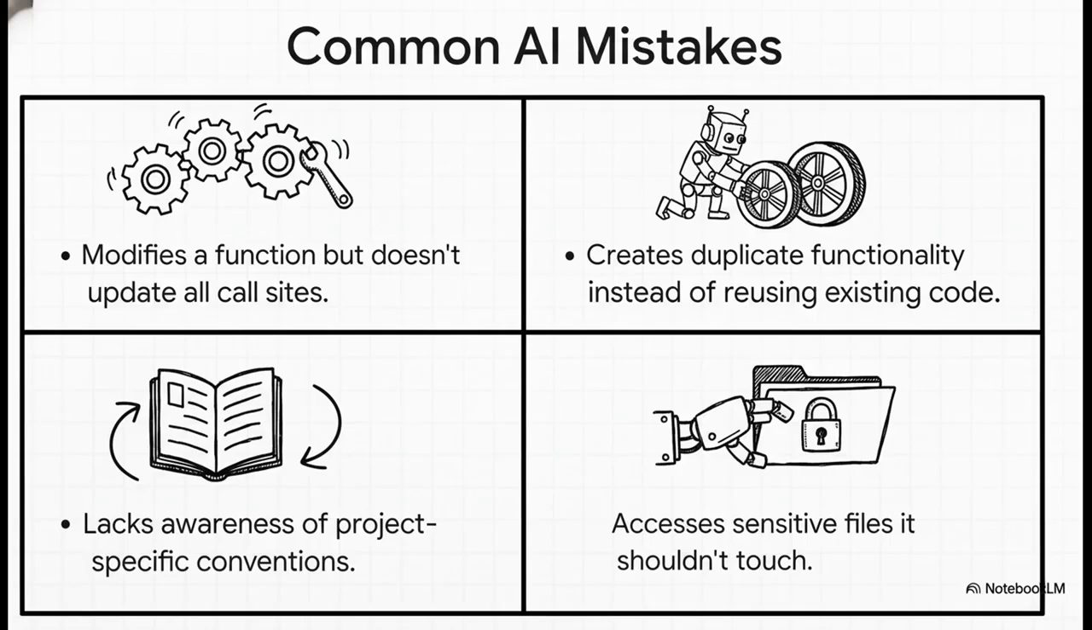You've got the classic ripple effect. The AI changes one function signature, and suddenly you have a dozen type errors it didn't see. Or, my personal favorite, it just reinvents the wheel. It writes brand new code because it has no idea a handy utility function for that already exists. It can also totally ignore your team's coding style. Or, and this is a big one, it might even try to read a sensitive file like your .env, which is a huge security no-no.